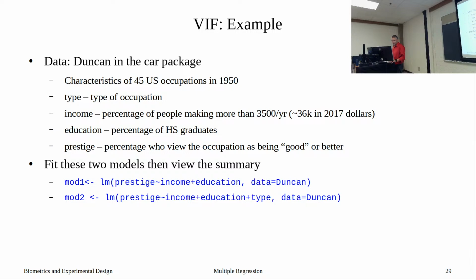So what I want you to do is go ahead and make these two models. We're going to work with them. Mod 1 is just prestige as a function of income plus education, and then mod 2 is prestige as a function of income, education, and type. We're going to use these to look at some of the VIF tables and investigate the collinearity. I did call them mod 1 and mod 2.